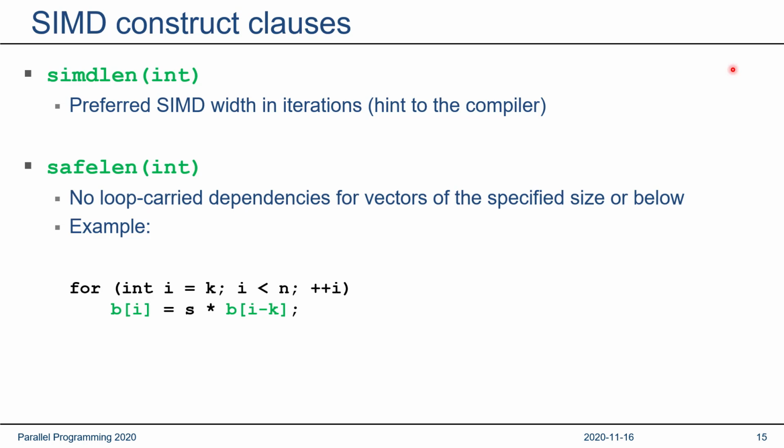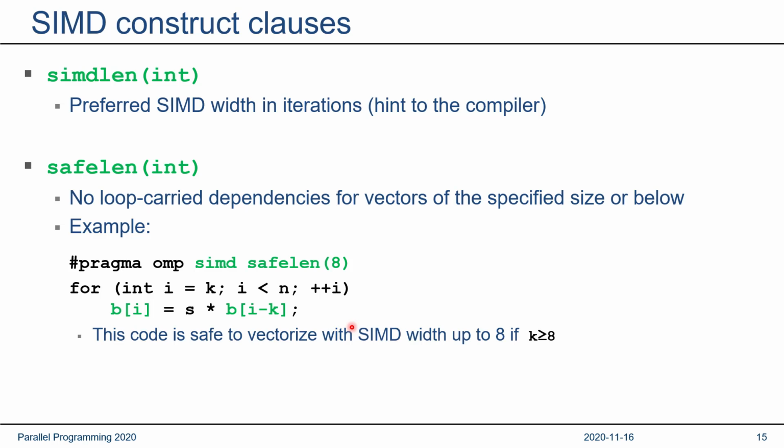The safelen clause specifies that there are no loop carried dependencies for vectors of the specified size or below. Now that may seem a little bit esoteric, so I have an example here. In this case, we update a vector b with scalar times b of I minus k. Now, if at compile time the value of k is not known, it is very dangerous to vectorize this loop. Just imagine that k were 1, then we would have b of I equals s times b of I minus 1, which would not be vectorizable right away. So the compiler will usually refrain from vectorizing such a loop unless you tell it that it should vectorize it with a safelen of 8.